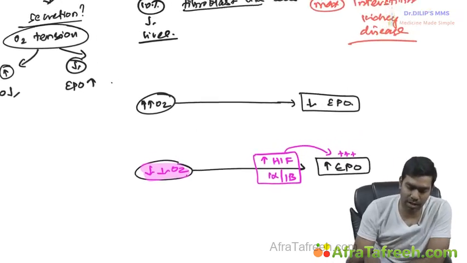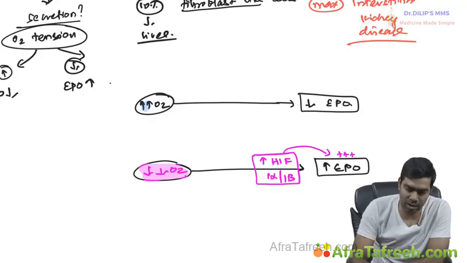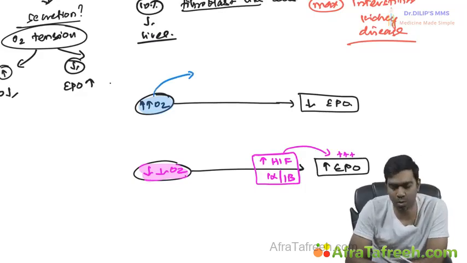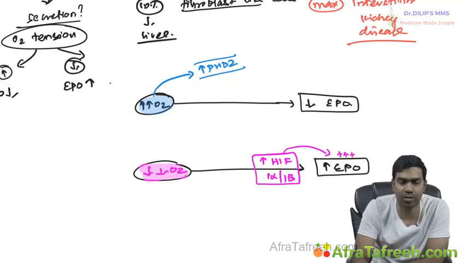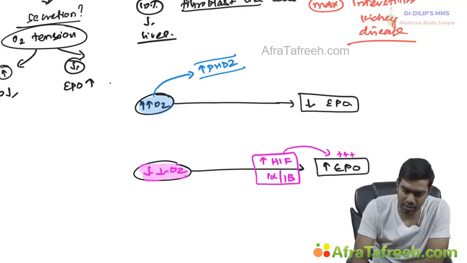For example, whenever the oxygen tension is high, it increases the activity of one more protein called PHD2. This is a hydroxylase enzyme. This hydroxylase enzyme does one important thing. I told you there is something called HIF1 alpha and 1 beta, hypoxia inducible factors. This PHD2 is going to hydroxylate this HIF1 alpha and 1 beta.